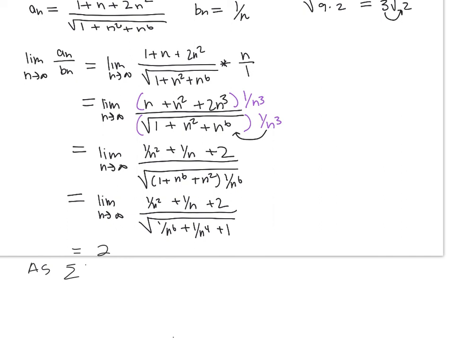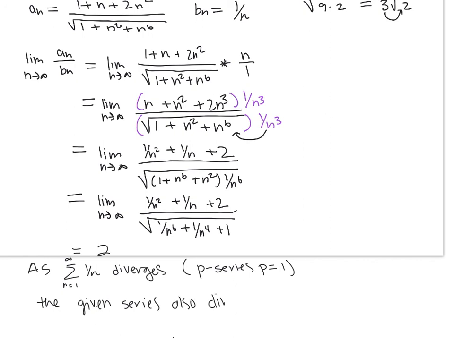So as the sum from n equals 1 to infinity of 1 over n diverges, either tell me it's harmonic or say it's a p-series with p equal to 1. Let's just summarize that the given series also diverges.